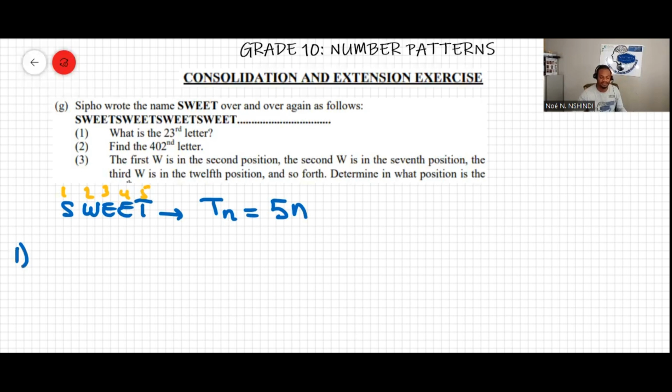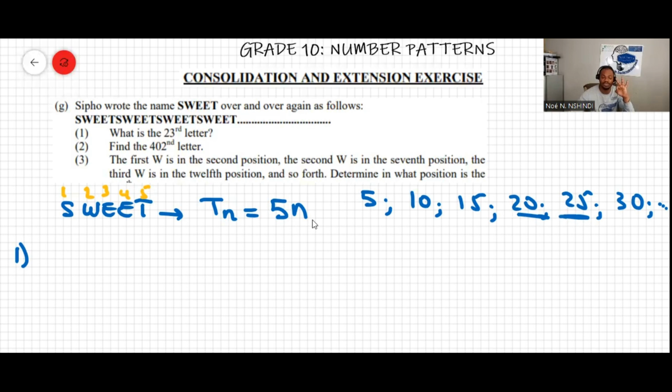So now question 1: what is the 23rd letter? Here it's like counting in 5. The pattern would be 5, 10, 15, 20, 25, 30, etc. So I know the 23rd must be between 20 and 25. By the 20th, meaning I need to add 3 to 20. Which letter should it be? By the 20th, it means it completes another group of the word SUITE. So this was the first group, T1, T2, T3, T4. Plus 3, we count here 1, 2, 3. So E is the 23rd letter. So the 23rd letter will be equal to E.